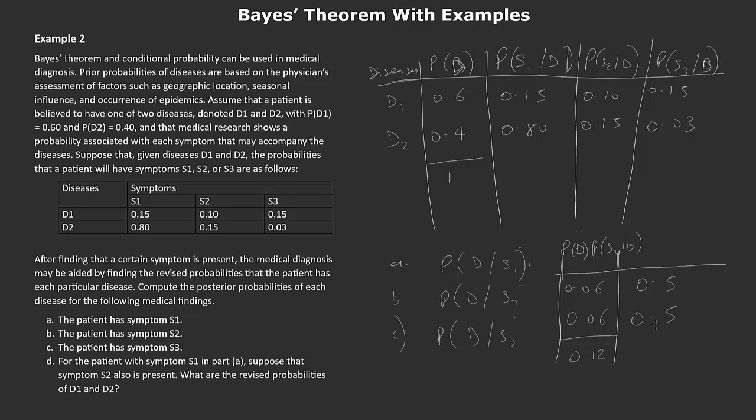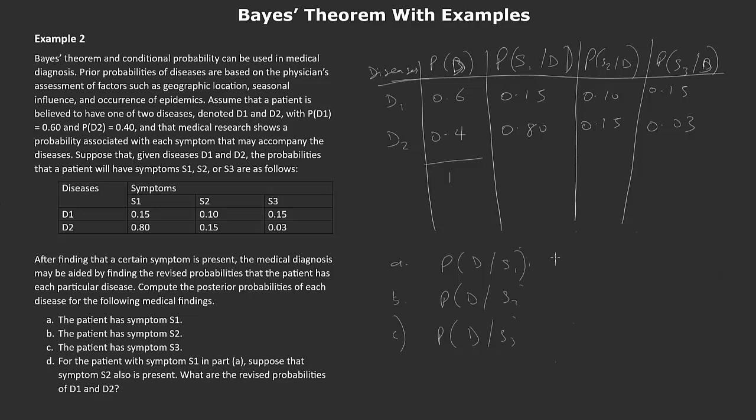So what this indicates basically is that if the patient is reflecting symptom 2, there's a 50-50 chance that it will be disease 1 or disease 2. Basically, that's what this means. So this symptom does not really give us any strong indication whether it is disease 1 or disease 2.